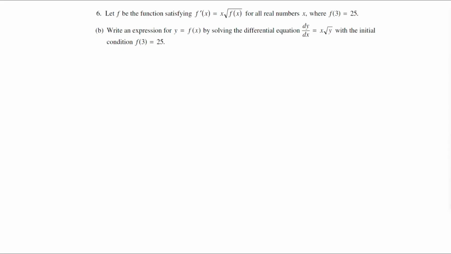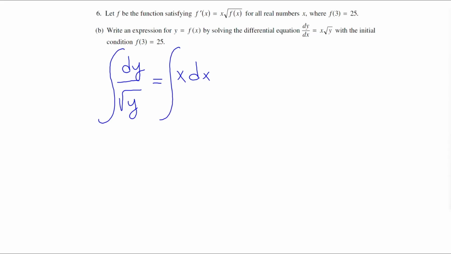And part B asks us to write an expression for y equals f of x by solving this differential equation dy dx equals x root y, given that same initial condition. So dy dx equals x root y is a separable differential equation. So we're just going to start by dividing by root y and multiplying by dx. So we get dy over root y equals x dx. And of course, you get 1 point just for separating the variables.